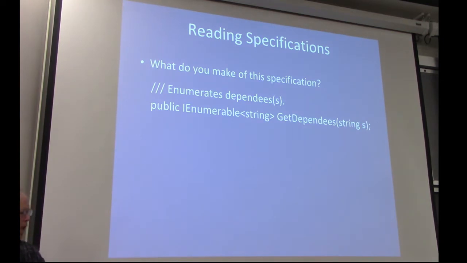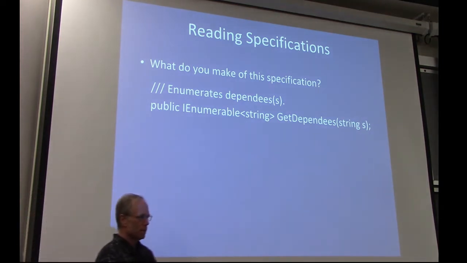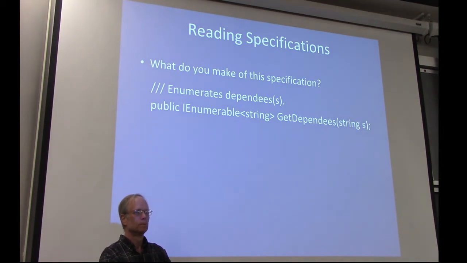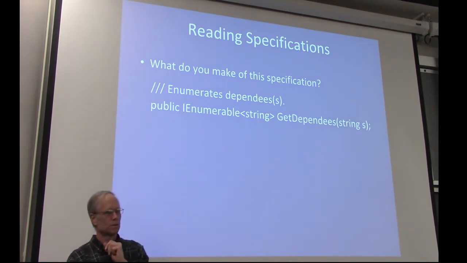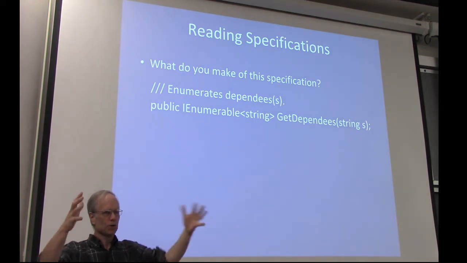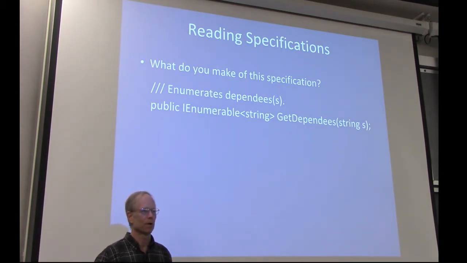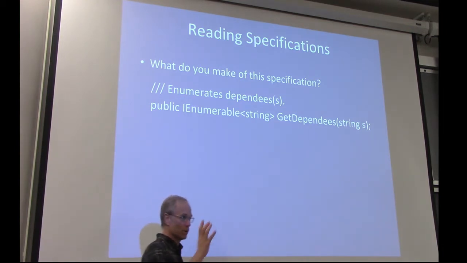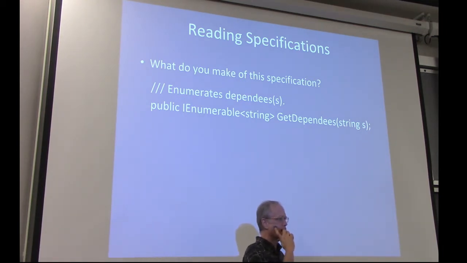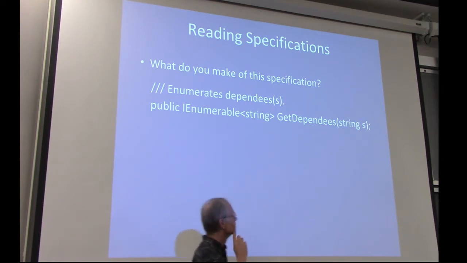So here's the specification of GetDependees. And there's my comment. It says enumerates dependees of S. So what does that mean? Yeah. It finds the string S and finds all the things that... You said finds the string S. Again, the dependency graph is just a set of ordered pairs. There's no finding a string. All there are to find are ordered pairs. Yeah? It gets the T and the ST ordered pair and returns all the S's such that ST exists.